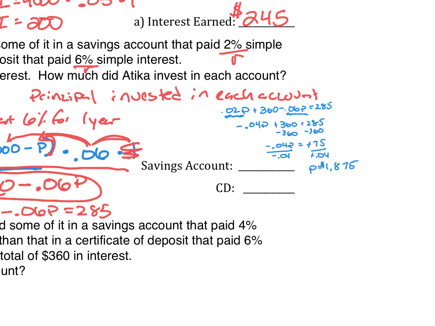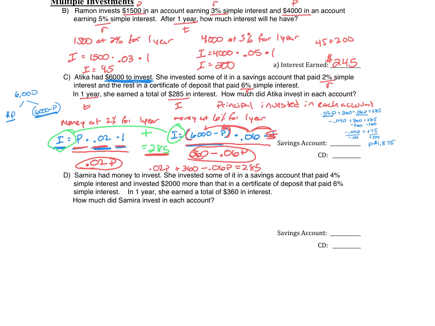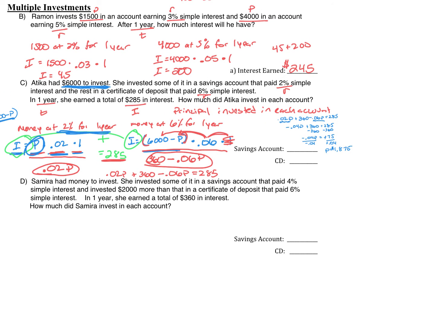Now, if we recall, P is how much we put in the simple 2% savings account for 1 year. So our savings account answer is going to be $1,875. The CD, the 6%, is the rest of the money. So to figure out this one, we have to do 6,000 minus 1,875, and we get $4,125 invested in that.